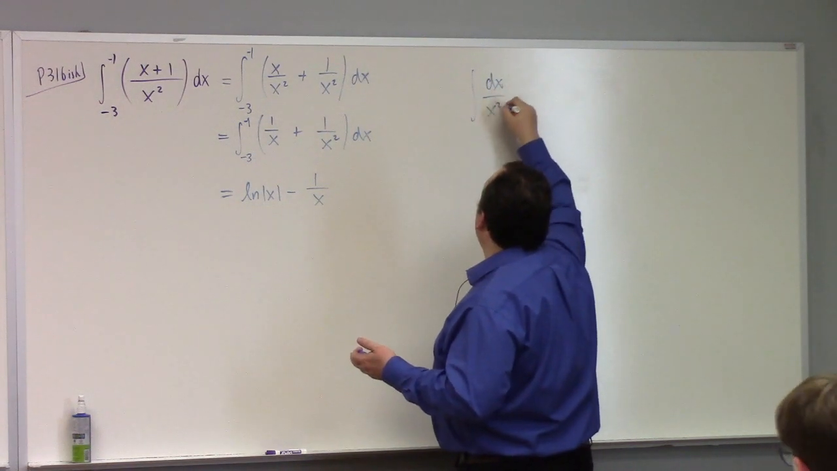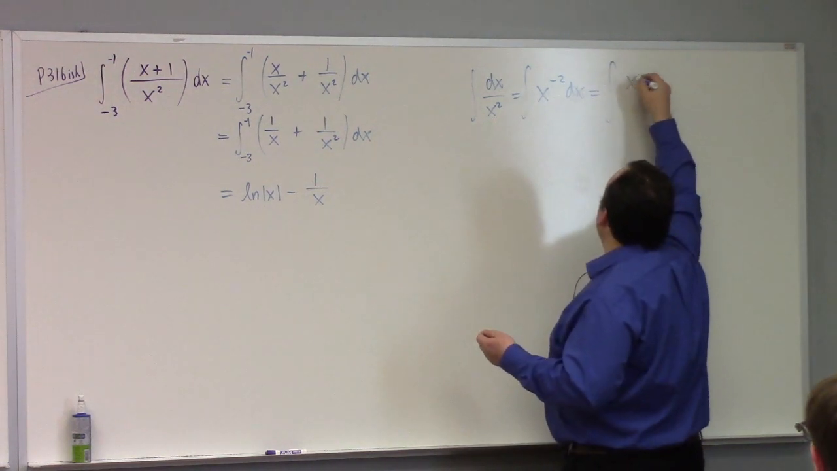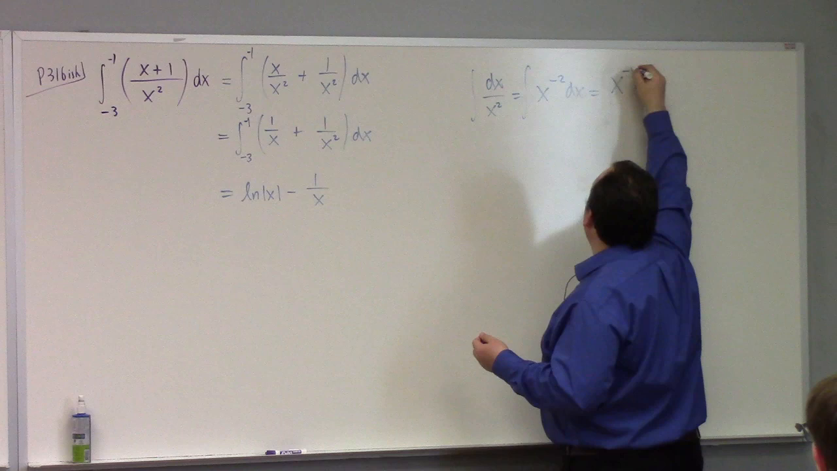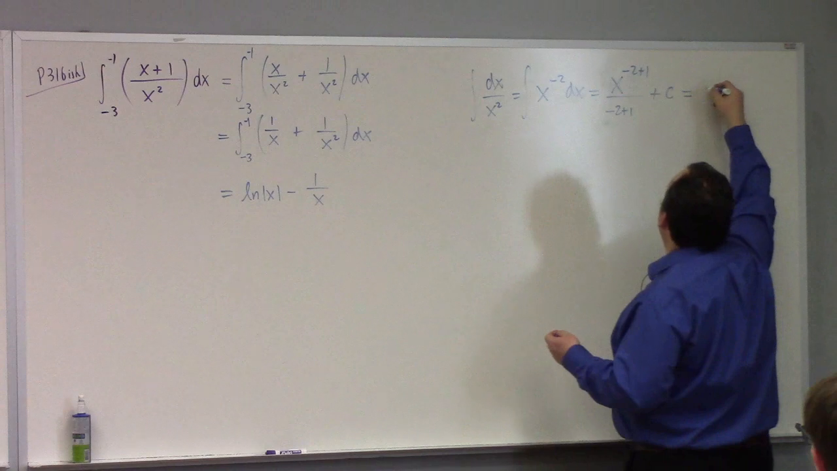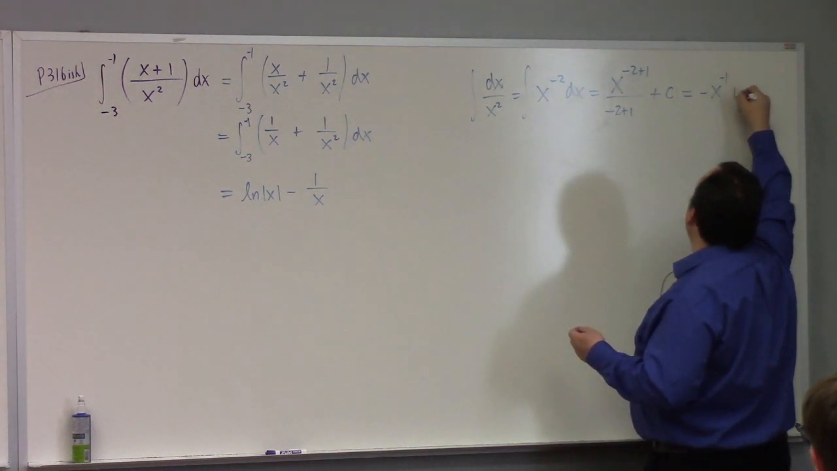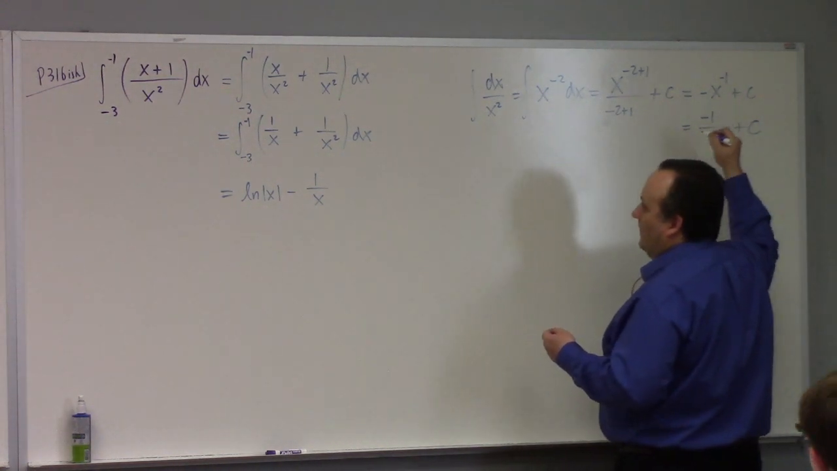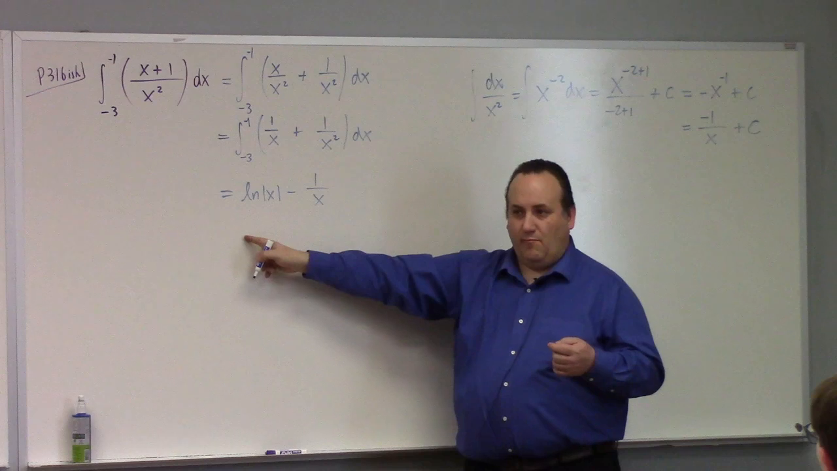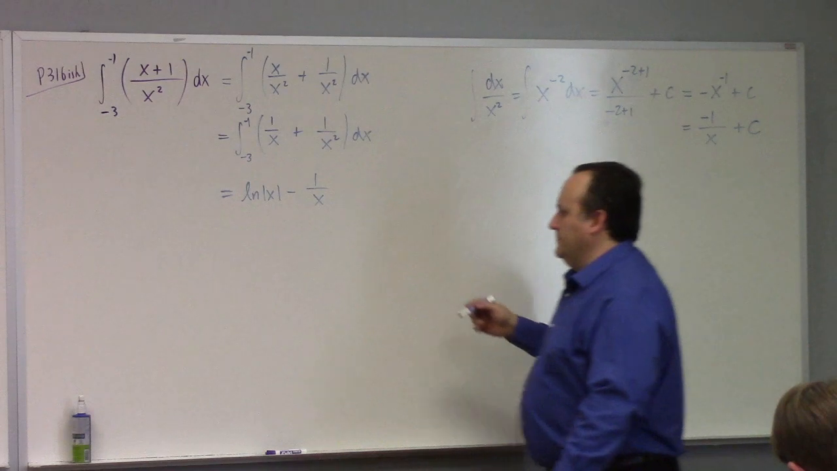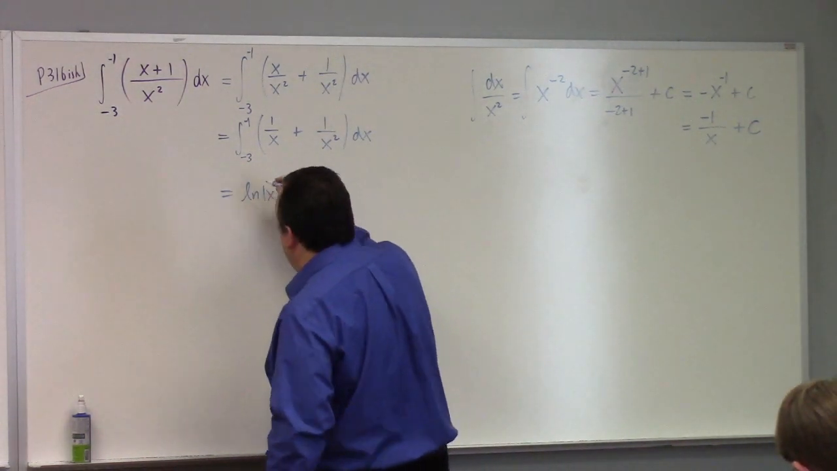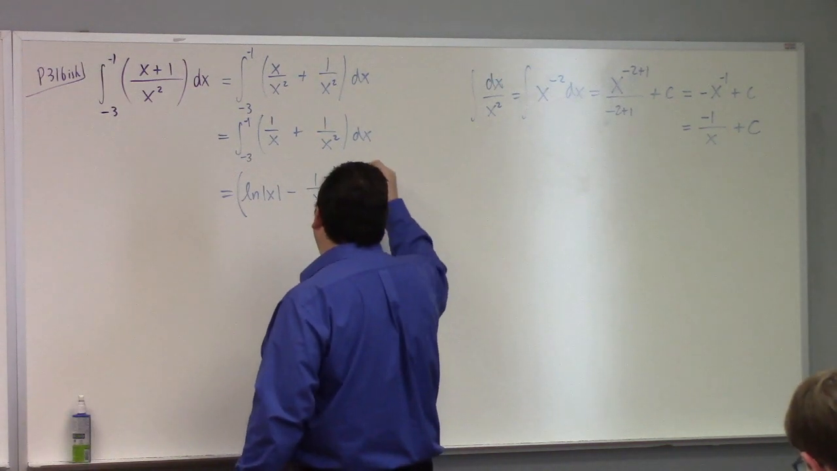dx over x squared, that's the integral of x to the minus 2 dx, which is x to the minus 2 plus 1 over minus 2 plus 1 plus a constant, also known as minus x to the minus 1 plus a constant. So just write that as minus 1 over x plus a constant. Well, I haven't written the constant yet, but minus 1 over x is the integral of 1 over x squared. Now, I don't have a constant here because I've got bounds. Minus 3 to minus 1.